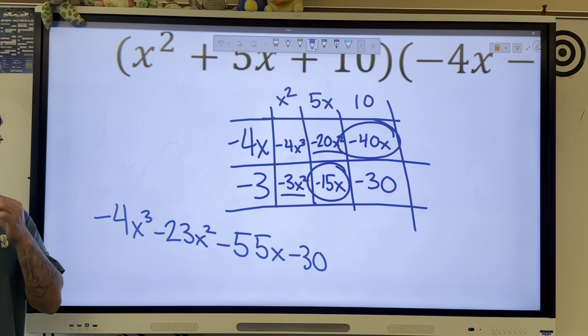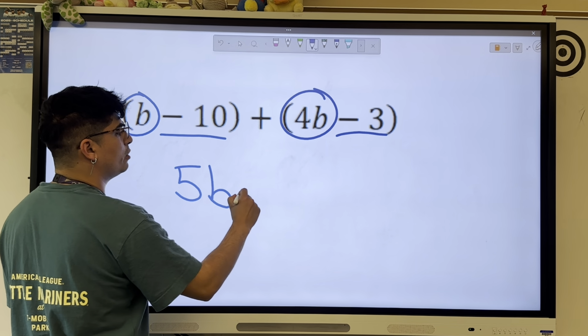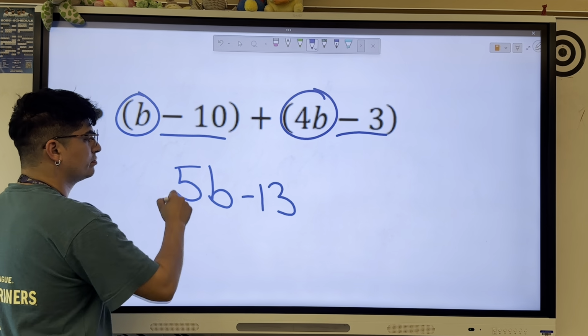Okay, that's multiplying problems. Let's do some adding. I'll do these three pretty quick. So let's see what we got. Looking at my like terms, I have 1 book, 4 books, means I have 5 books. I owe Miss Calabata $10. I owe Miss Bricker $3. In total, I owe people 13.